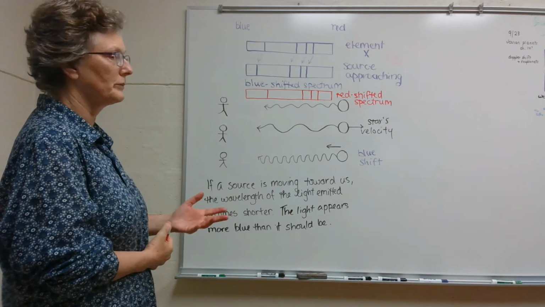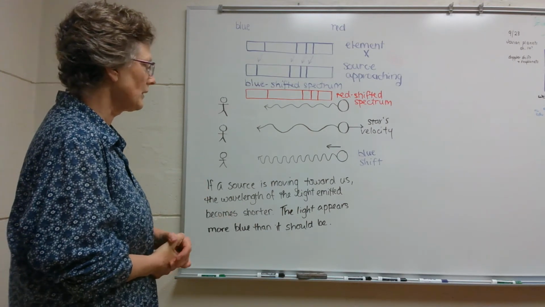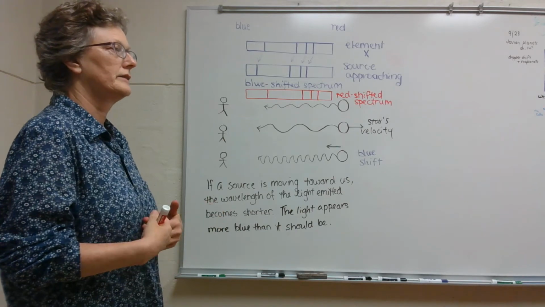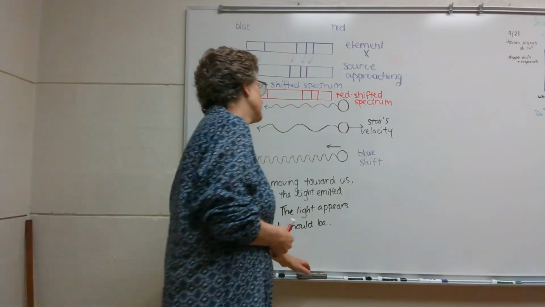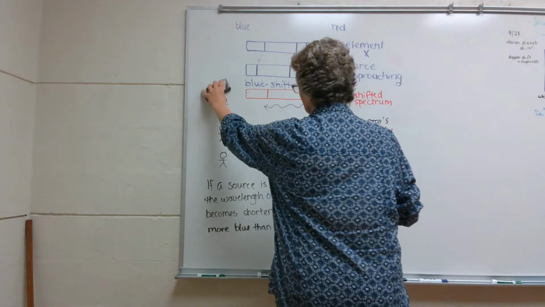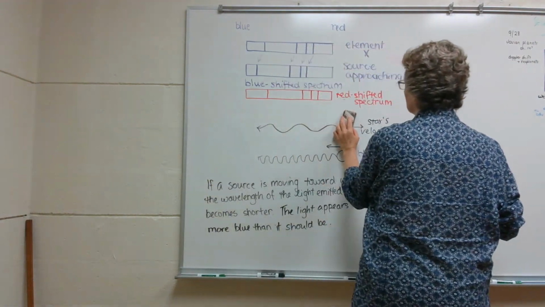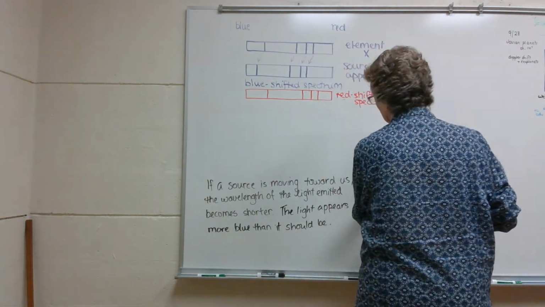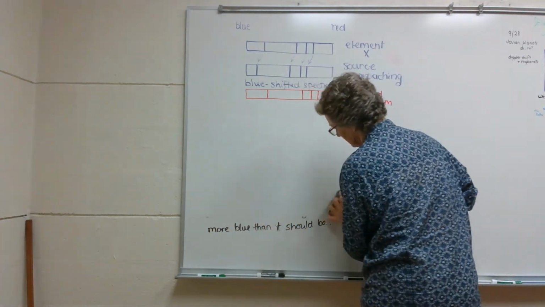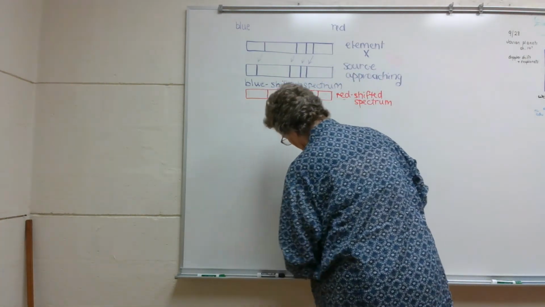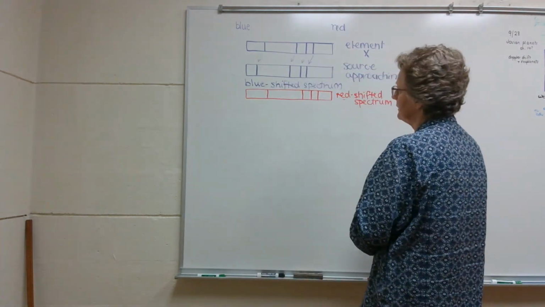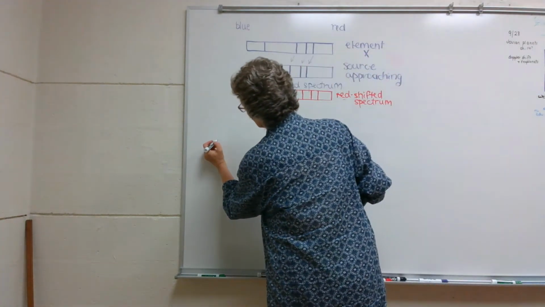In what situation would we see this? Well, we would certainly see it if we're looking at galaxies. We can tell whether a galaxy is moving towards or away from us. One situation where this is very helpful is a binary star system.